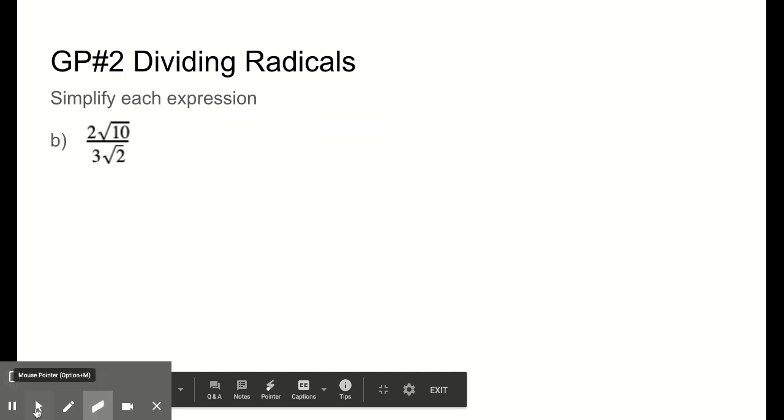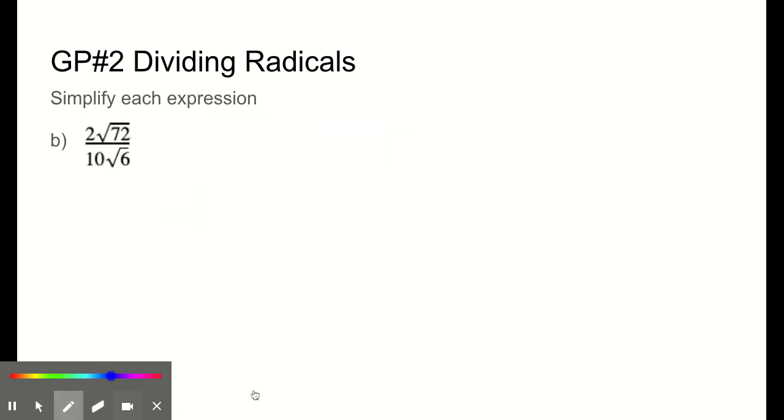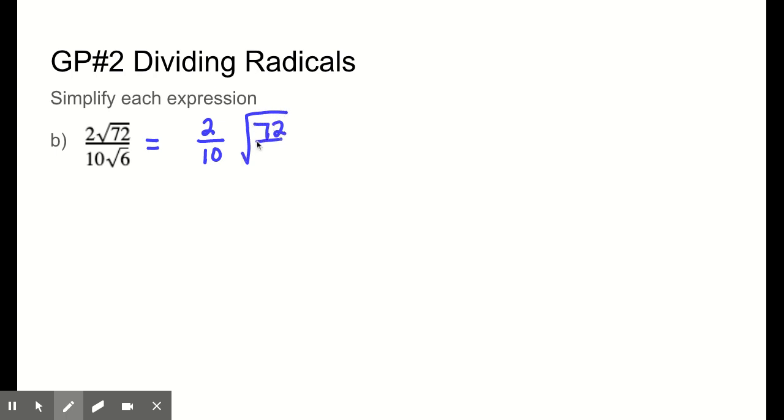Okay, let's take a look at one more division problem. So again, first thing I'm going to do with division is separate them. So we have 2 over 10, and then inside the radical, we will have 72 divided by 6. So 2 divided by 10 can be simplified to 1 over 5. Now this is not 5 over 1, this is 1 over 5. So be really careful when you're simplifying these fractions. Times 72 divided by 6 is going to give us 12.